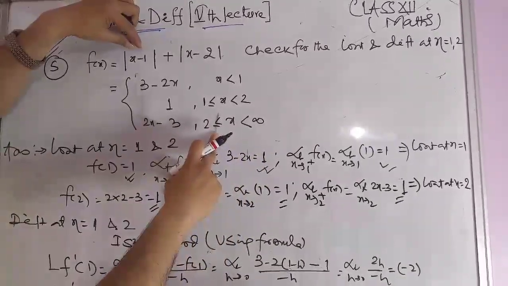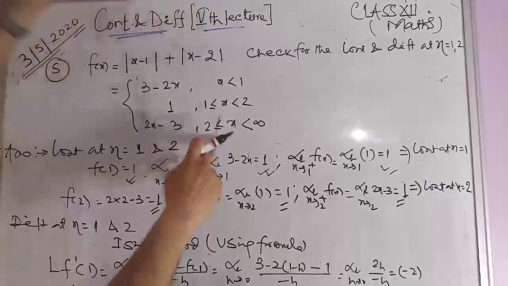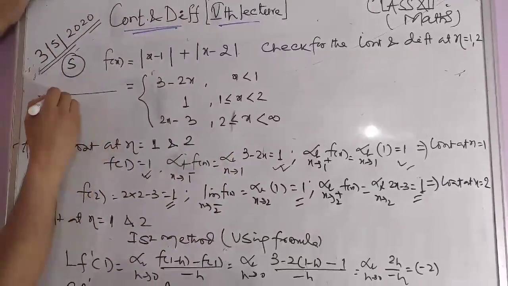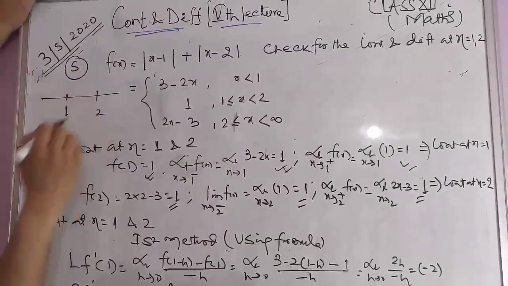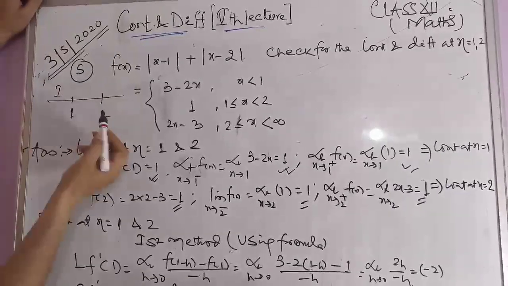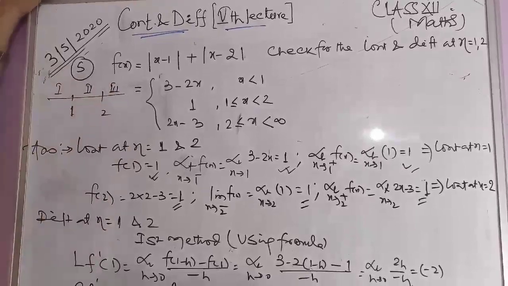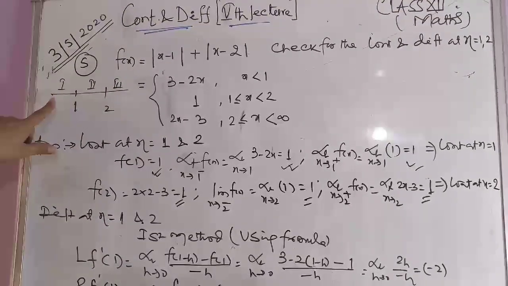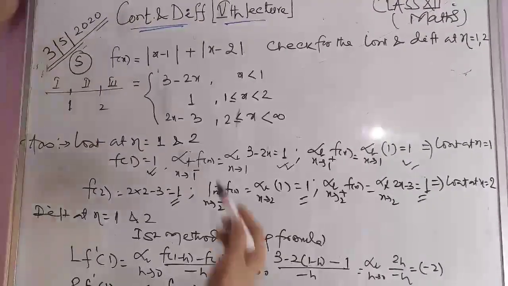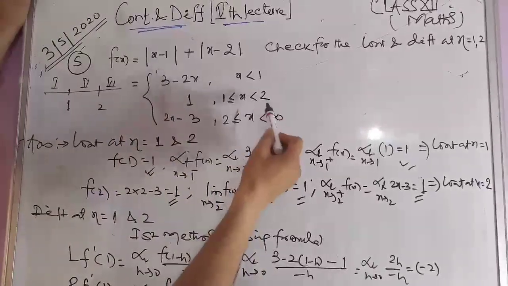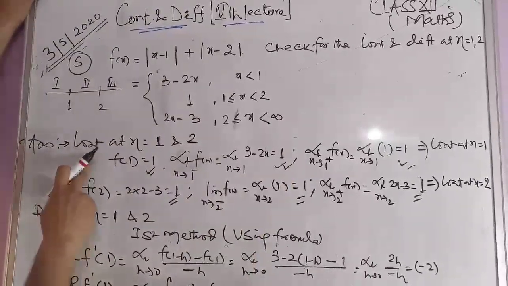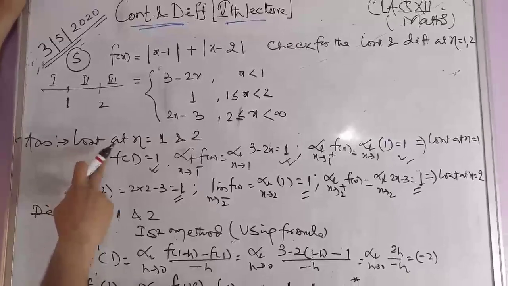Here we put each mod equal to 0, x equal to 1, x equal to 2. Write these 2 points on the number line, 1 and 2. We have 3 cases: x less than 1, x lying between 1 to 2, and x greater than 2. Corresponding to these 3 cases, we have 3 parts of the definition of the function. First we check continuity at x equal to 1 and 2.